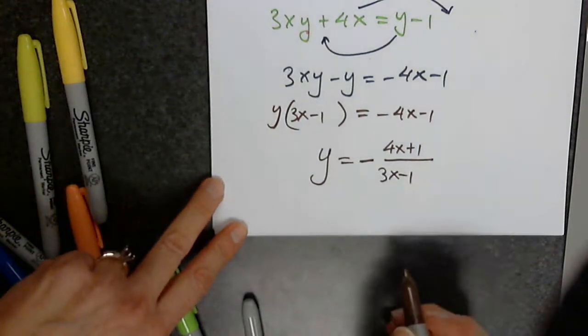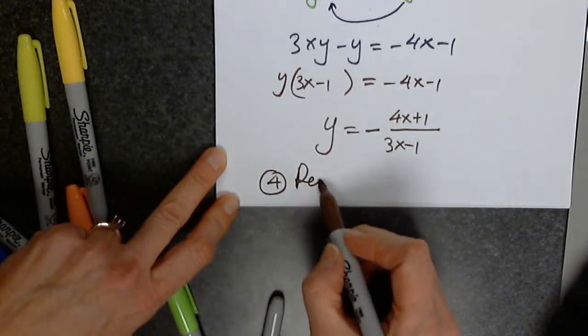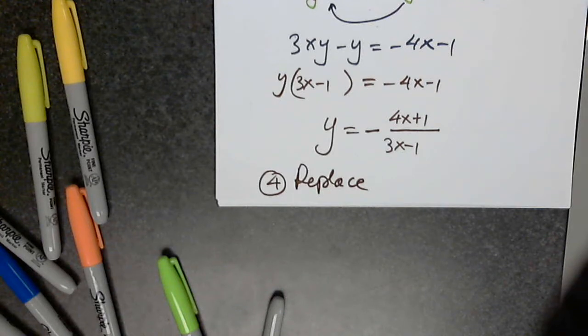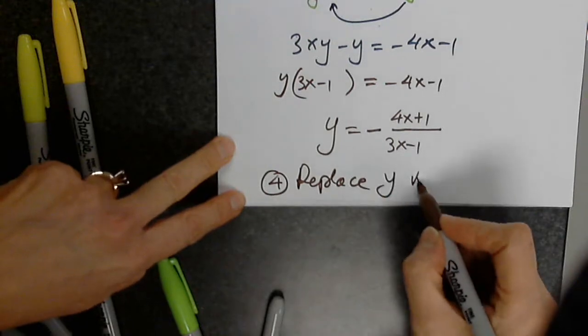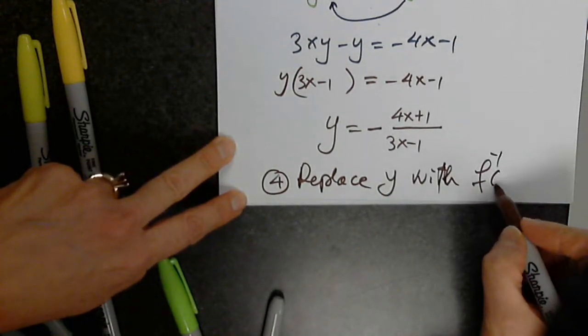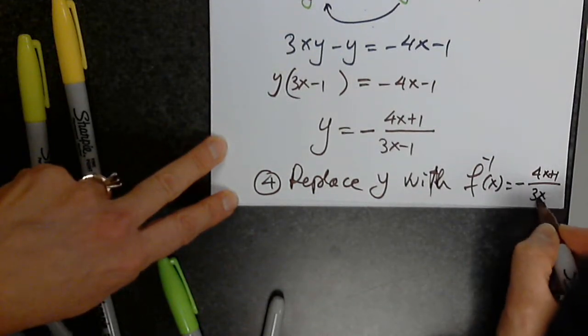Excellent. Final step, step number 4. Replace. What do you think? What with what? Y with? That's it. Replace y with f inverse, because that's what it is. 4x plus 1 over 3x minus 1.